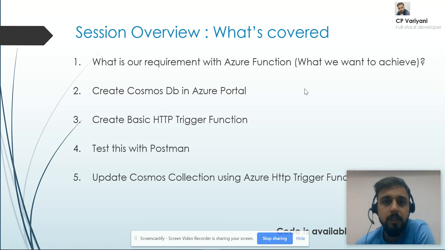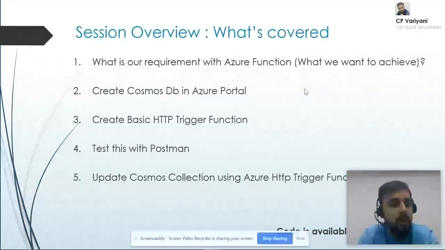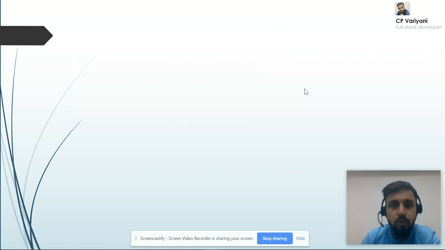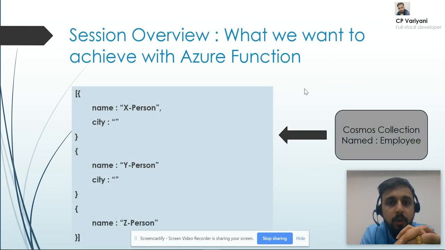What we're going to cover today is, first of all, our actual requirement, what we want to achieve and why we are creating an Azure function. Then we'll jump into the practical implementation: first we'll create our Cosmos DB, then we'll create our HTTP trigger function, and then we'll execute that function using Postman. At last we'll work on our actual requirement, in which we'll be updating our Cosmos collection based on some parameters passed to the Azure function. Let me quickly explain our requirement before I jump into the implementation.